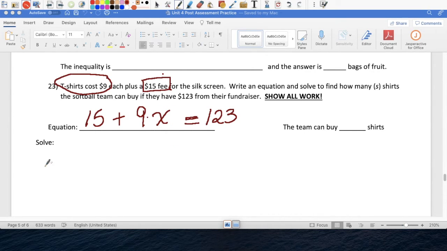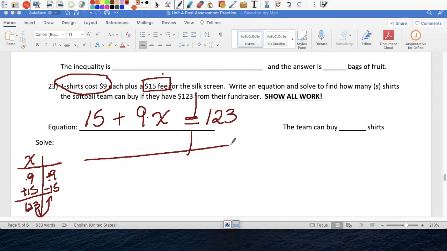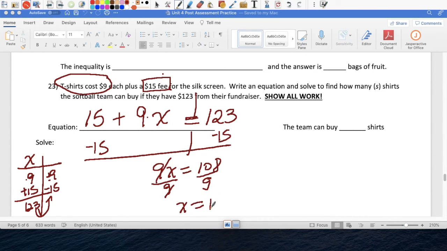That's my equation. So let's solve. So again, if you want to do that story, here's my variable x. Times 9 plus 15, 123. Going backwards, we're going to do minus 15 and then divide by 9. So minus 15, 9x equals, let's subtract this, that's 108. Now divide by 9, x equals 12. So how many shirts can we buy? We can buy 12 shirts.